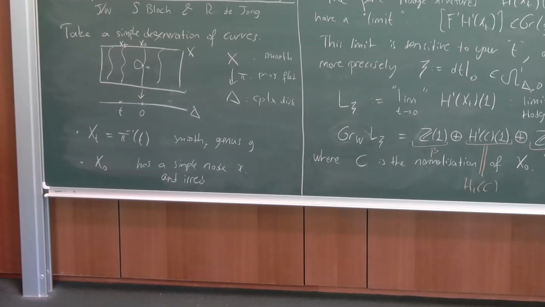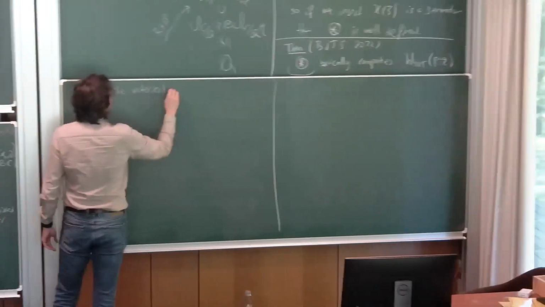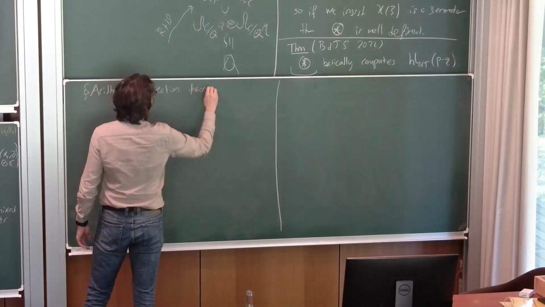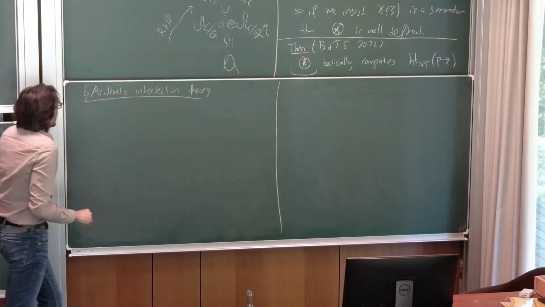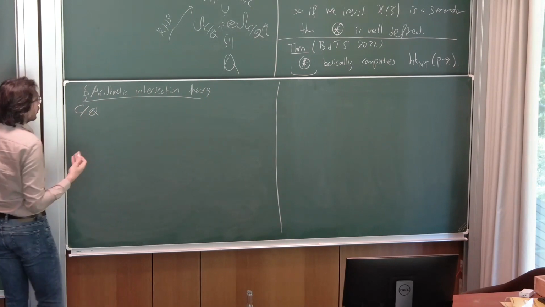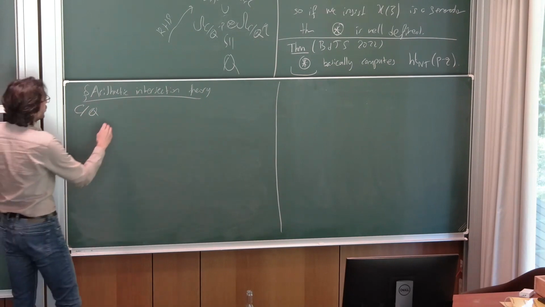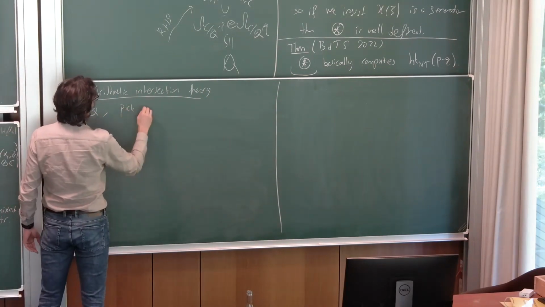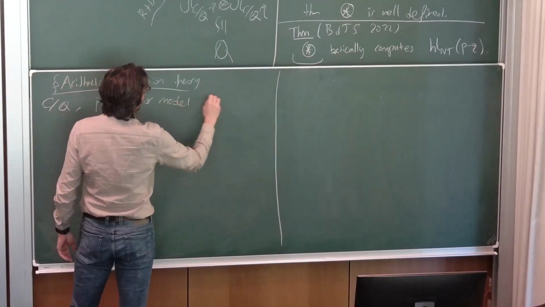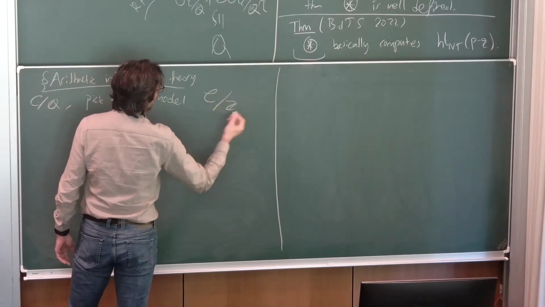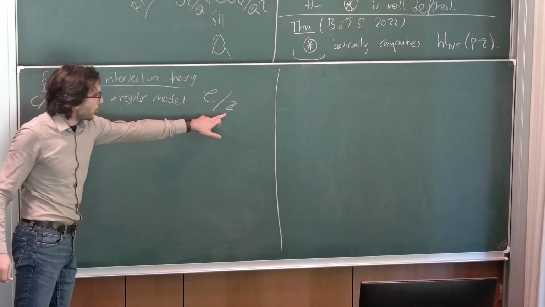Well, anyway, just to complete the statement of the theorem, I need to talk now about arithmetic intersection theory. So the goal is to complete the statement and give you a precise identity between these two numbers. Okay, I said we start with a curve over the rational numbers. So you pick a regular model. I'll denote it by script C over Z. So this is a regular scheme over the integers.